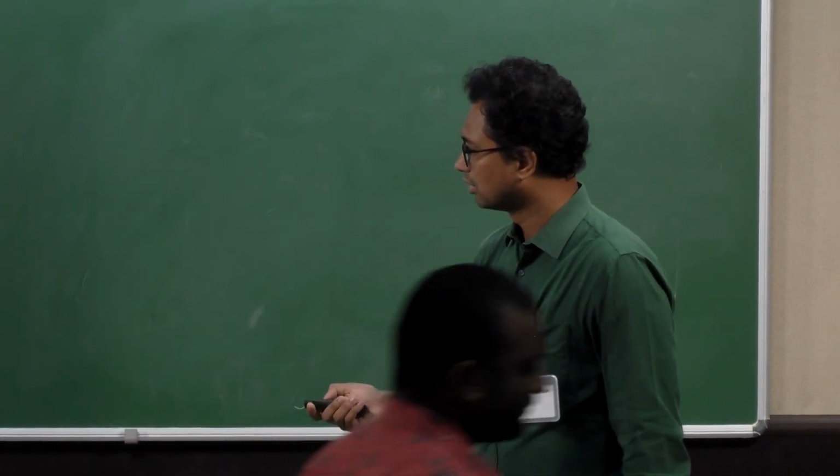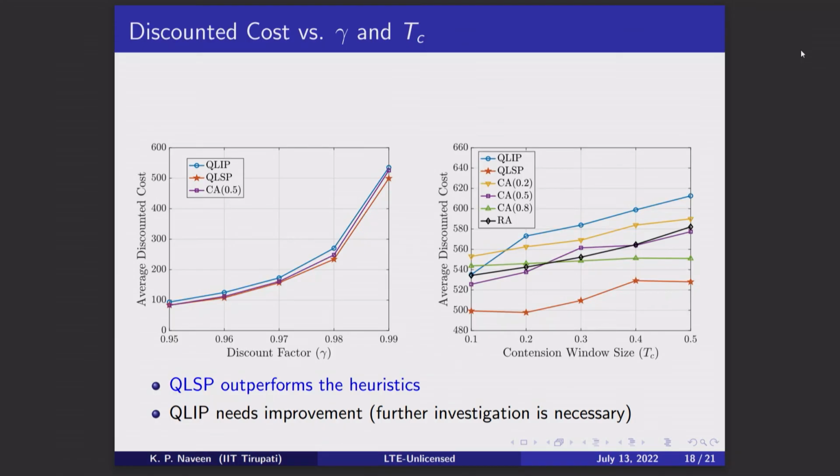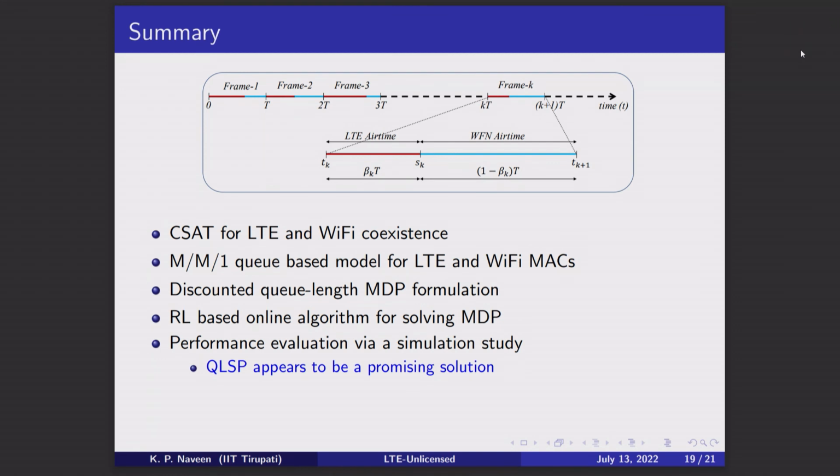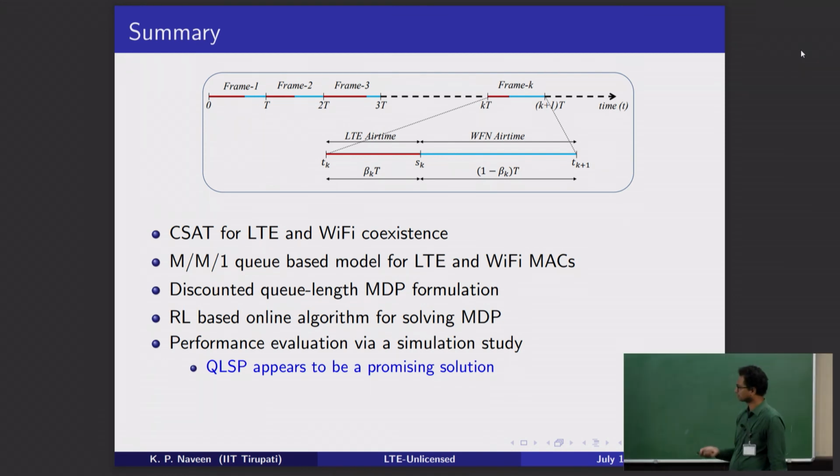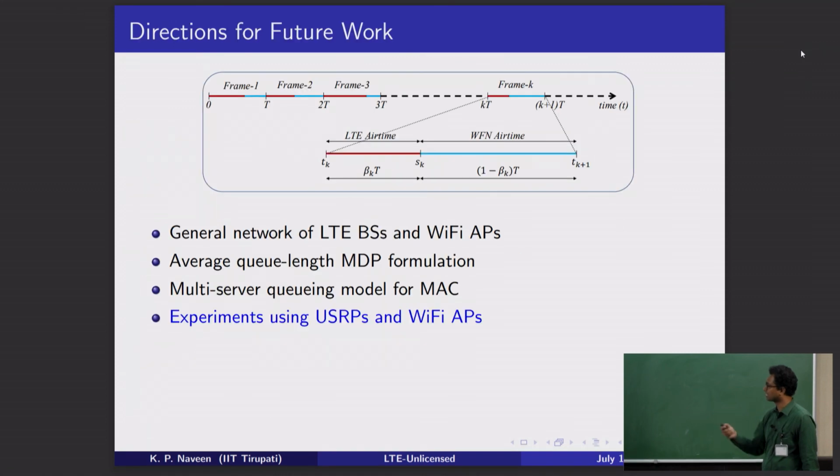There is some future scope for this work. QLIP needs some improvement, it's not doing well, but QLSP is essentially like a rebirth of QLIP, and QLSP does well. That is essentially the summary, and there were some directions for future scope. In fact, in our lab we have done some experiments using USRPs and Wi-Fi access points, a small prototype that we have established there.